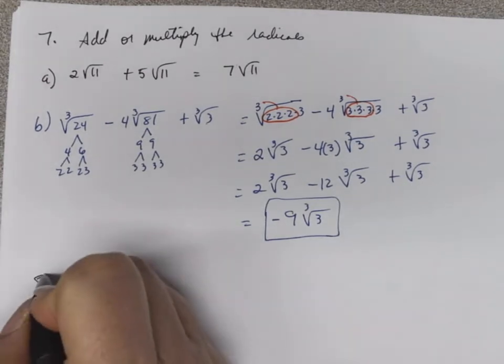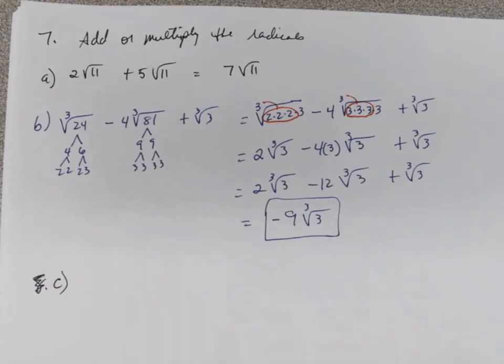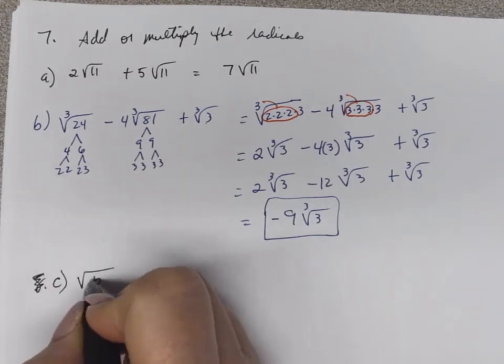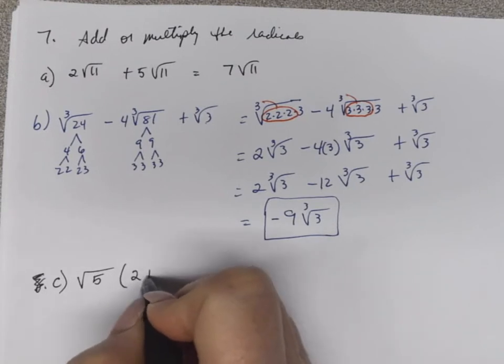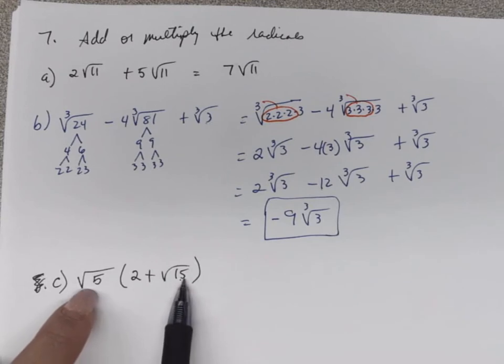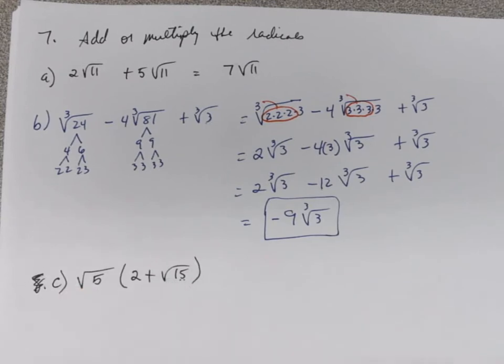Oops, sorry. We've got a part C going on here. Sorry about that. All right, we didn't do any multiplying. Square root of 5 times 2 plus the square root of 15. So here we're multiplying. They don't have to be the same radicand, but they have to be the same index, and they are squares.